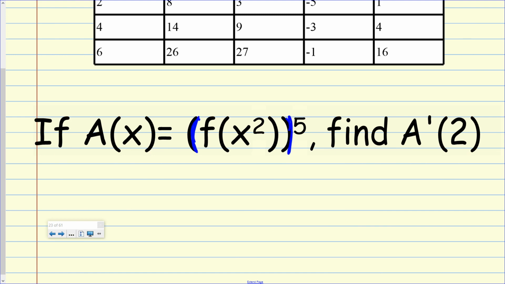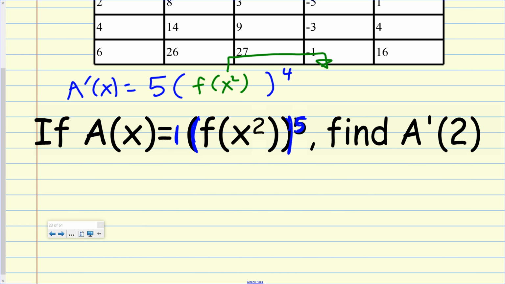Do you agree that this is the outside of this problem? Okay, so if I took the derivative, it would be 5 times 1. Do you agree with that? Leave the inside alone. Take the power down by 1, right? What is the inside here? Do you agree with that? Okay, now here's the trick. Do you agree it's a chain rule, right? So I need to take the derivative of that. Yes, you think it's 2x, but let's look at this.